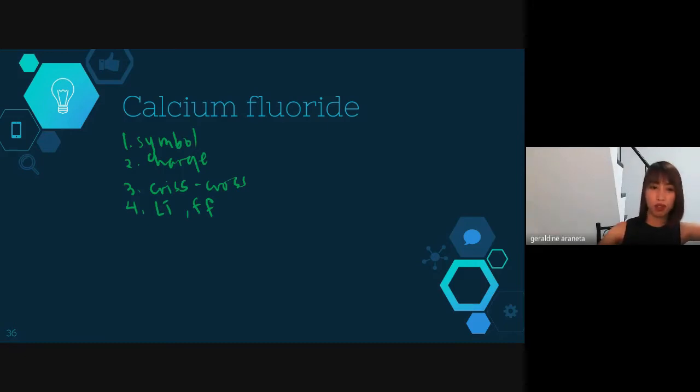Para madali, I'm going to give you the symbol. So, calcium is Ca, fluorine is F. Do not look at the module kasi mali yung nakalagay sa module. So, gagawin nyo na lang is steps 2 to 4.